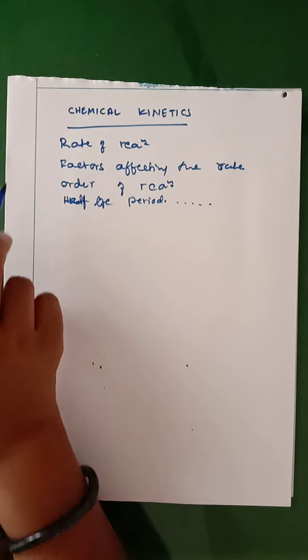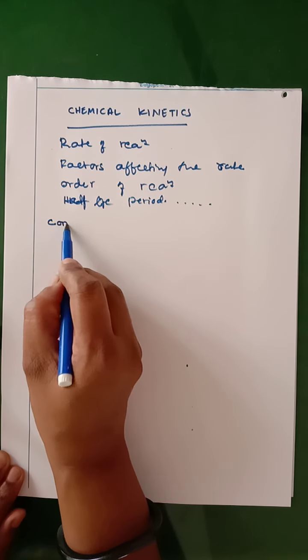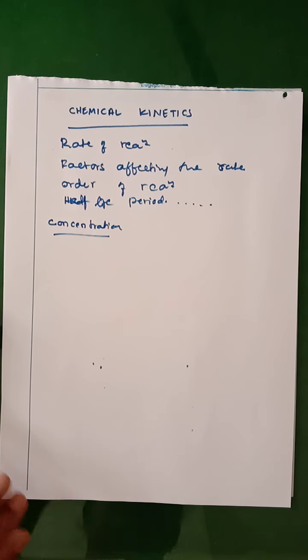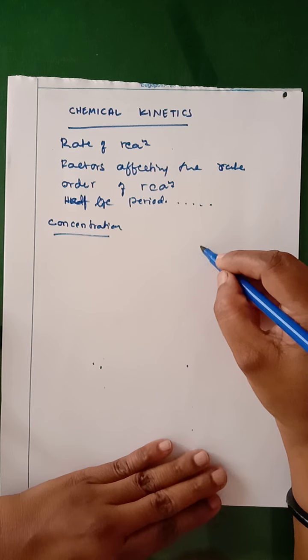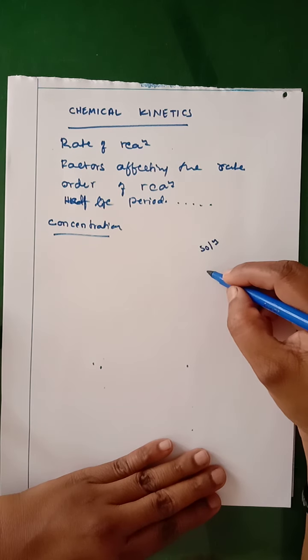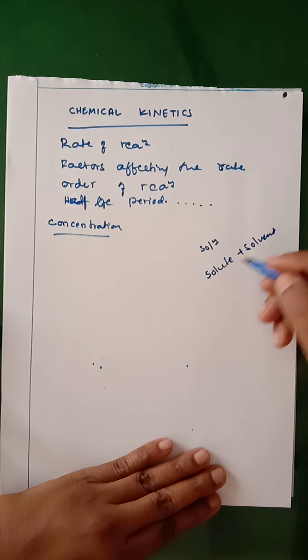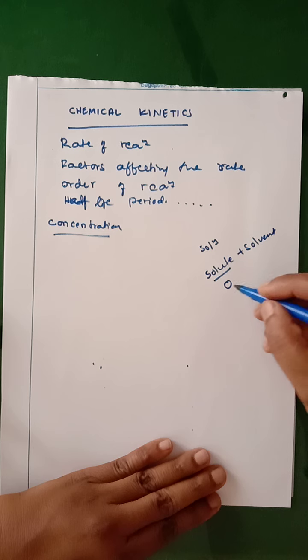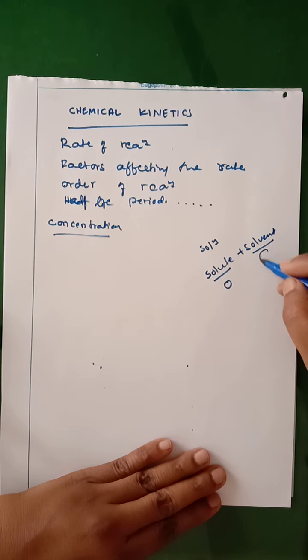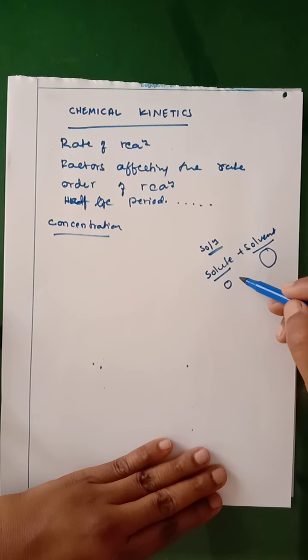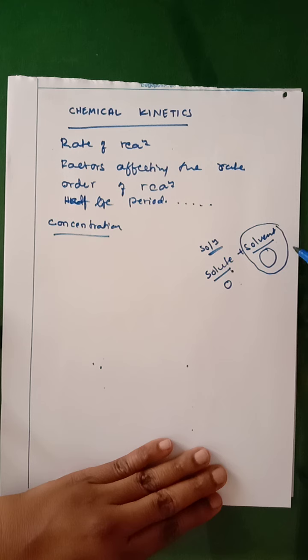Before going to study the rate of reaction, we will go through concentration. So what is meant by this concentration? If we want to prepare a solution, we dissolve solute in solvent. The amount of solute is less in value and the quantity of solvent is large. So in this solution, how much amount of the solute is dissolved in how much quantity of the solvent, that is to be determined.